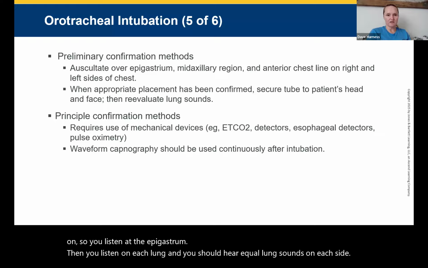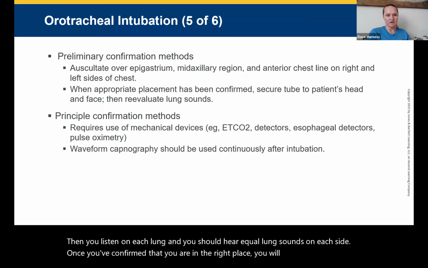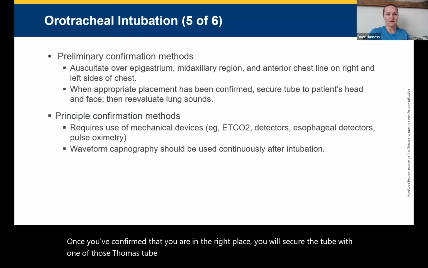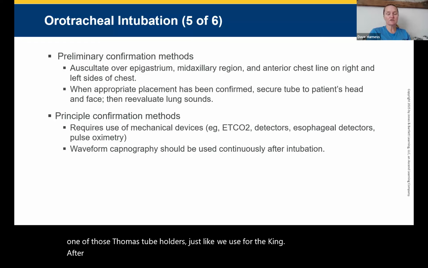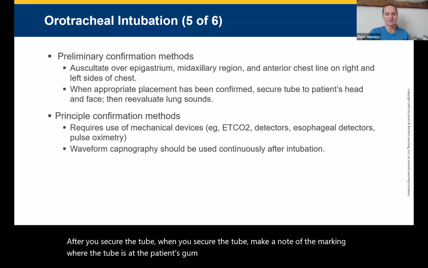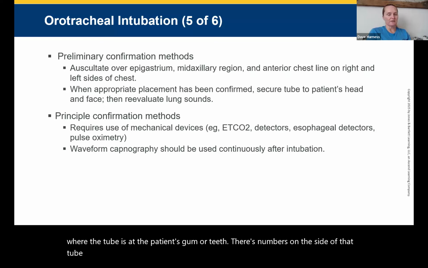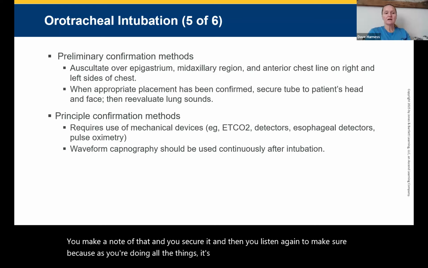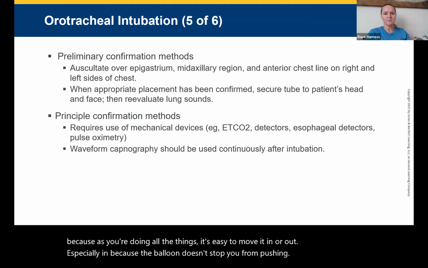Once you've confirmed that you are in the right place, you will secure the tube with one of those Thomas tube holders, just like we use for the King. When you secure the tube, make a note of the marking where the tube is at the patient's gum or teeth. There's numbers on the side of that tube with little marks. So like 22 at the teeth is a common depth. Make a note of that and secure it, and then you listen again to make sure, because as you're doing all the things, it's easy to move it in or out, especially in, because the balloon doesn't stop you from pushing it further into the airway.